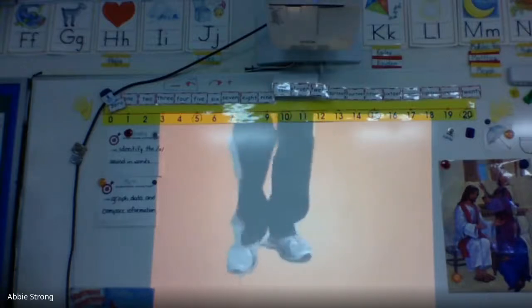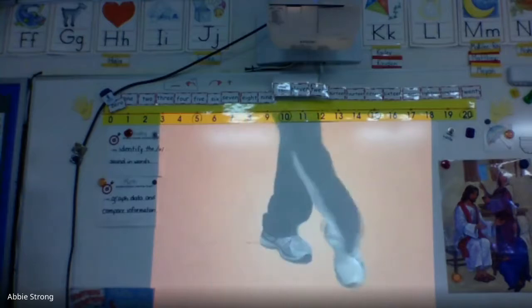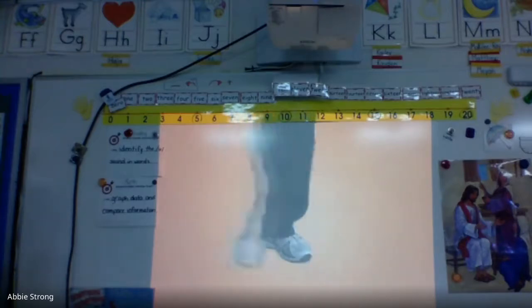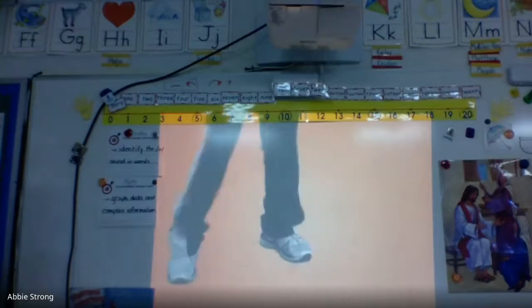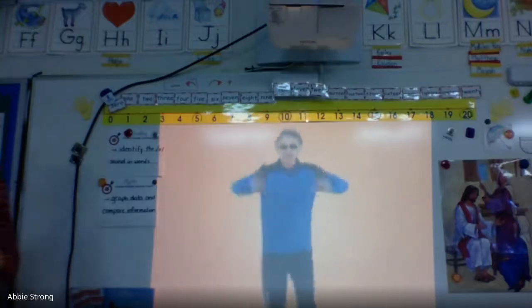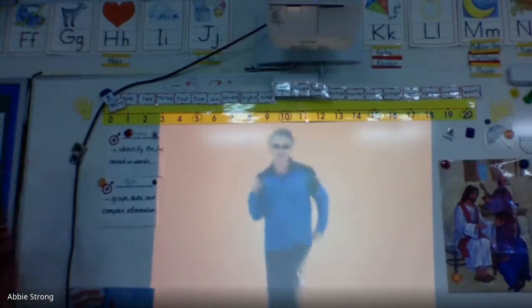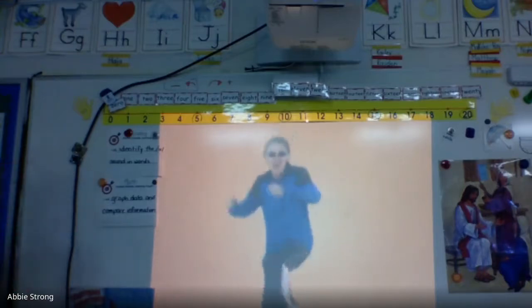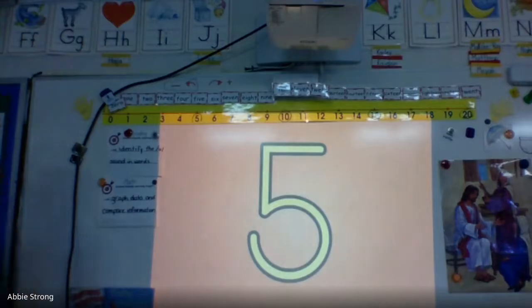5 toes on my left foot, step to the right. Now lift each leg up, step up high. Use your body and your brain and exercise. And count by 5s.